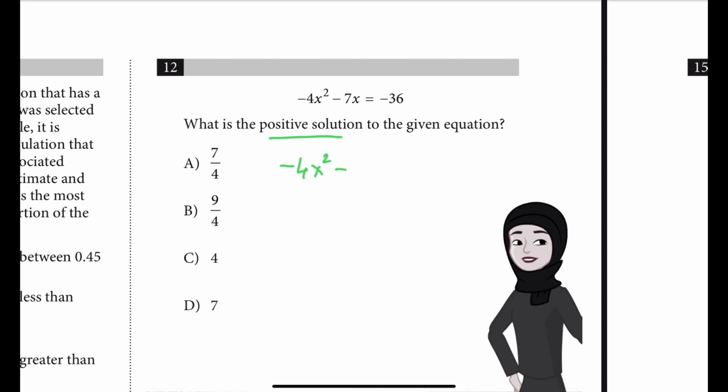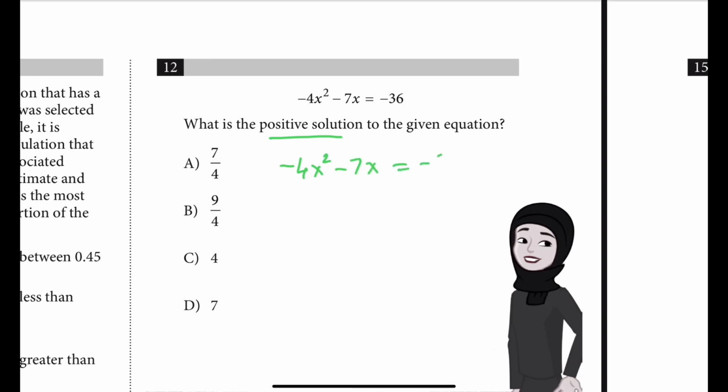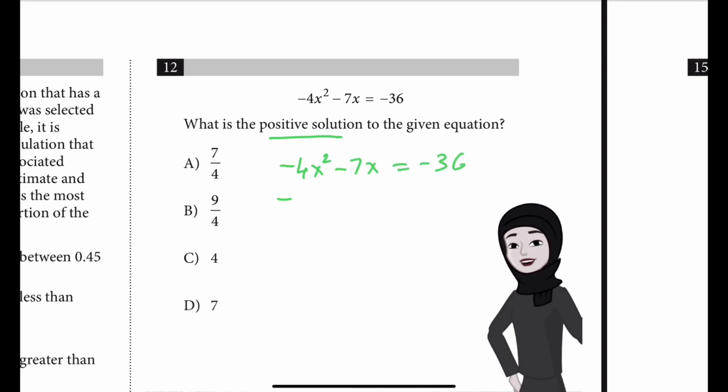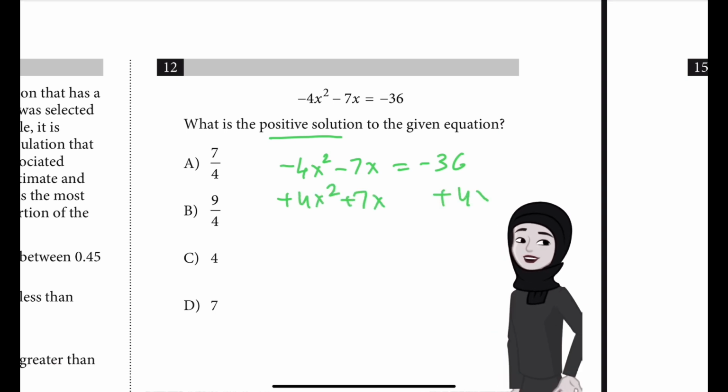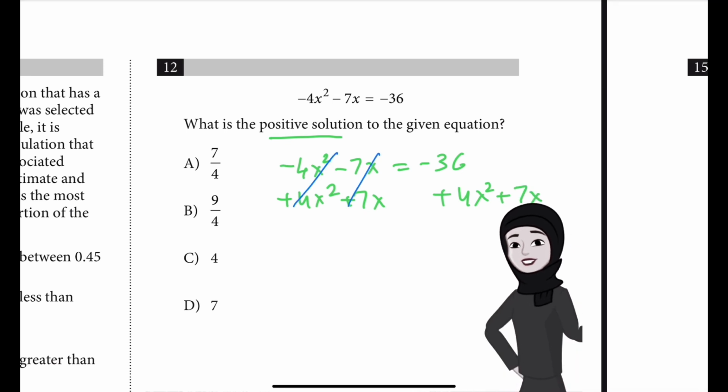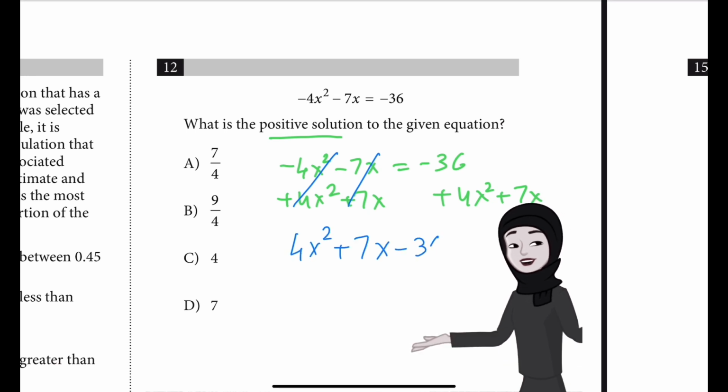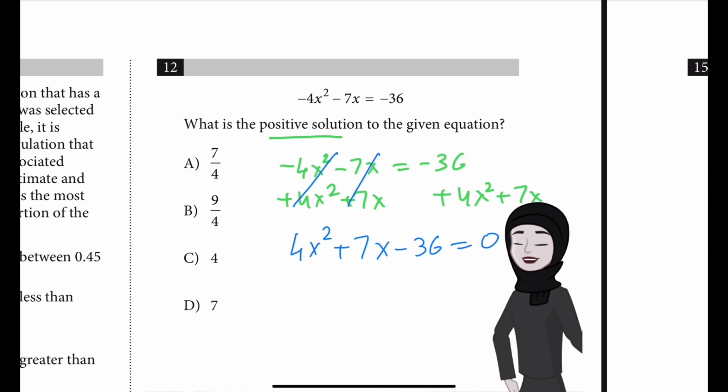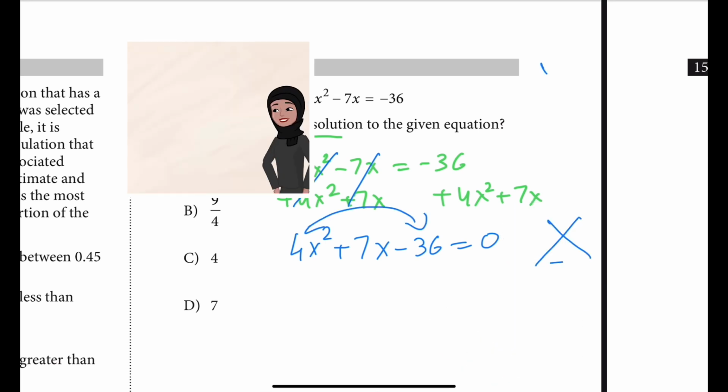So minus 4x square minus 7x is equal to minus 36. But we will add 4x square and 7x to both sides. That could be our first step. So what will happen? This will go to the other side of the equation and we will have 4x square plus 7x minus 36, and this is equal to 0, because on this side we will be left with just 0. The left hand side I move to the right hand side and the right hand side to the left hand side. So we will try to solve this quadratic.